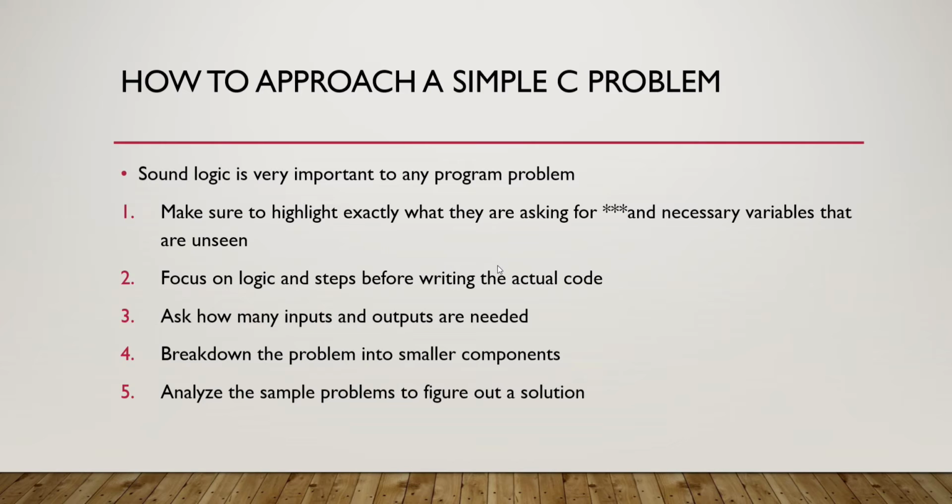So now we're going to focus on problems. How to approach a simple C problem, or any programming problem: make sure to highlight exactly what they're asking for and the necessary variables that are in play. For example, there are questions where variables are not explicitly stated, but you have to understand what is needed. You might need integer variables, you might need values. For example, a quarter could be 25 cents, but they never stated the value of a quarter. You just have to know the value of a quarter. That's going to be our first example, so you'll see what I mean.